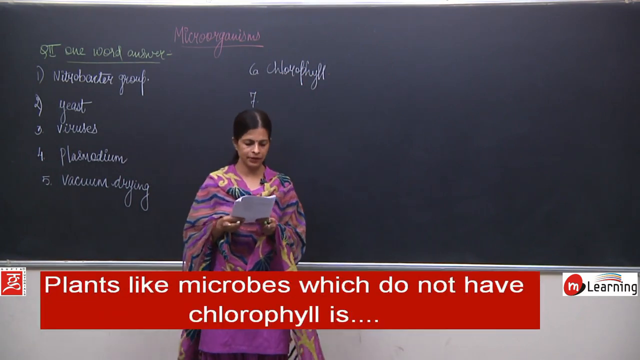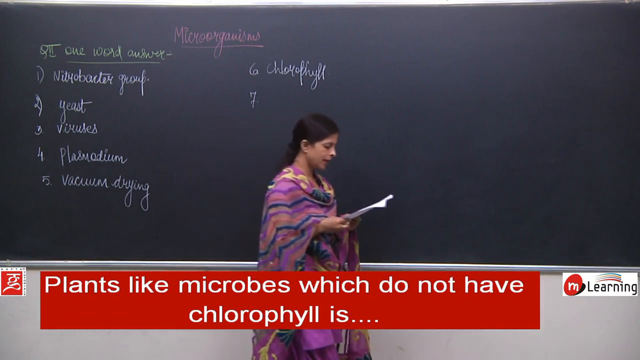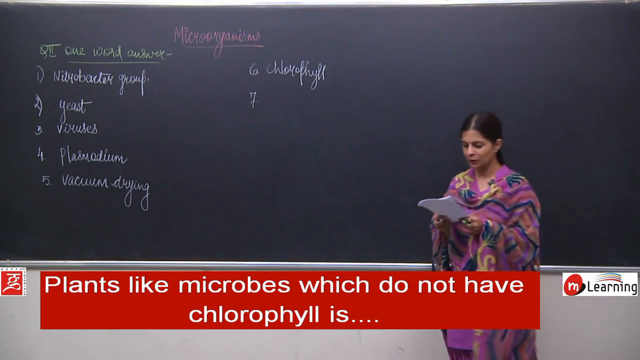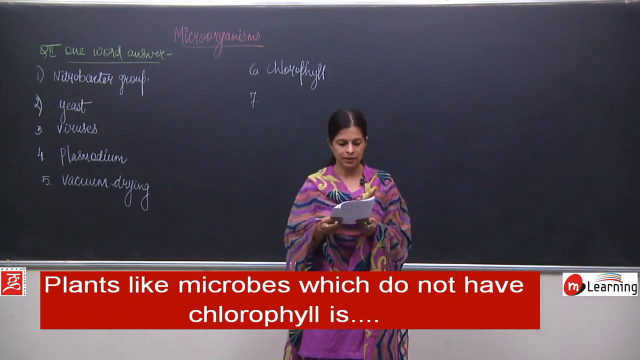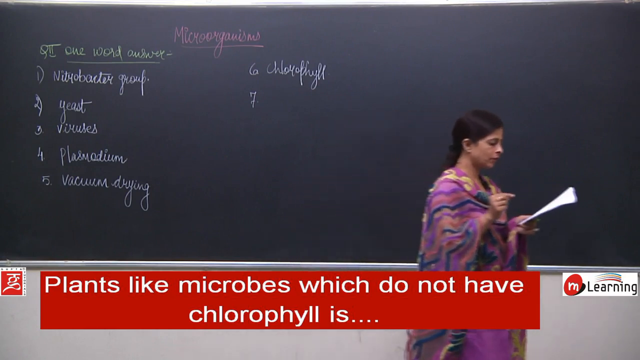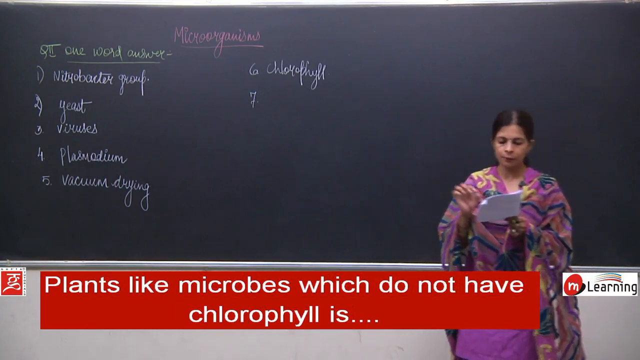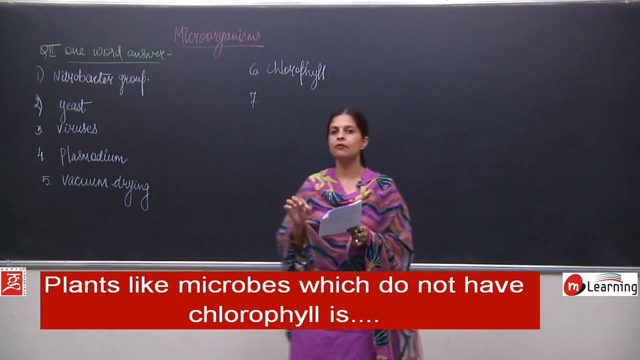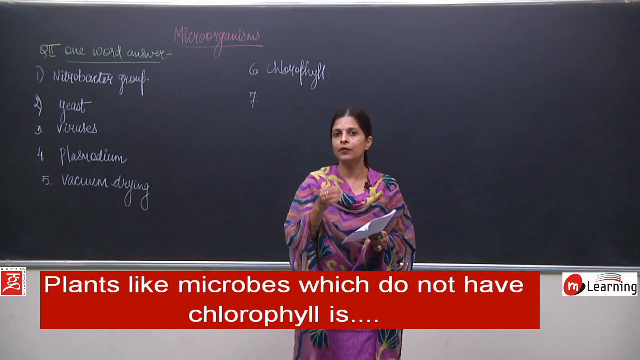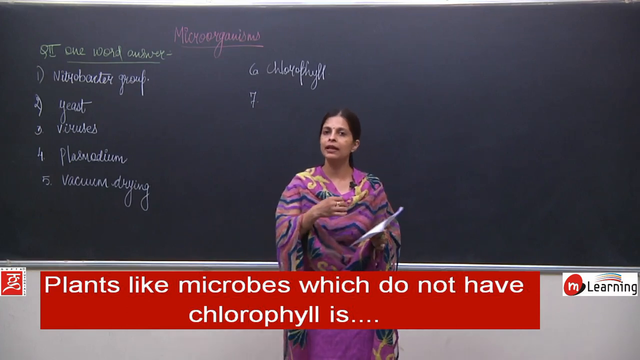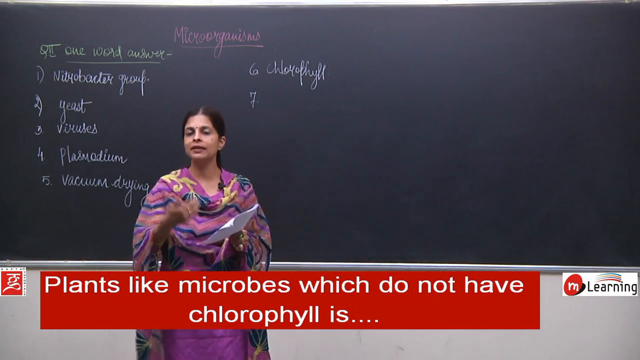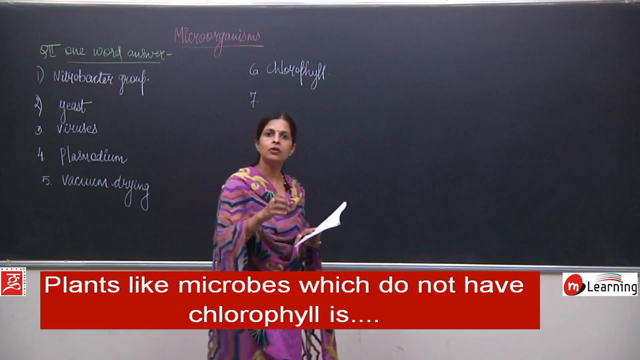Now we'll talk about the seventh one. Plants like microbes which lack chlorophyll. Now, plant like microbes, they have given two conditions. If the question was like this, name the microorganism which does not have chlorophyll, then it was an open-ended question. We have a lot of options for that. We can write anything, maybe bacteria, many things.